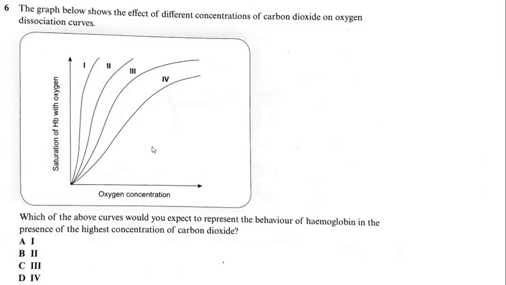We have the dissociation curve. It says that the graph shows the effect of different concentrations of carbon dioxide on oxygen dissociation curves. On the vertical y-axis, we have saturation of Hb with oxygen, and on the horizontal x-axis, we have oxygen concentration. It says, which of the above curves would you expect to represent the behavior of hemoglobin in the presence of the highest concentration of carbon dioxide? Which one do you all have? I, II, III, or IV? It'll be IV, so D.